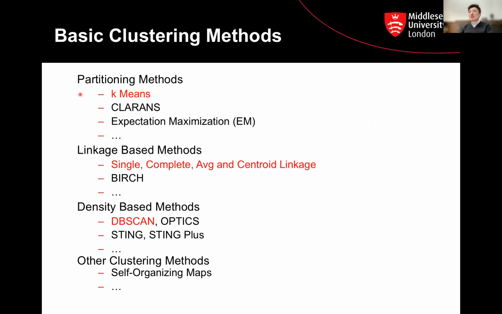Okay, and so the first type is the partition-based method. That divides the entire data set into several groups. These are usually non-overlapping. And K-means is probably the most famous, most commonly used one, partly because it's simple and the result is always good. And then there are some other ones.